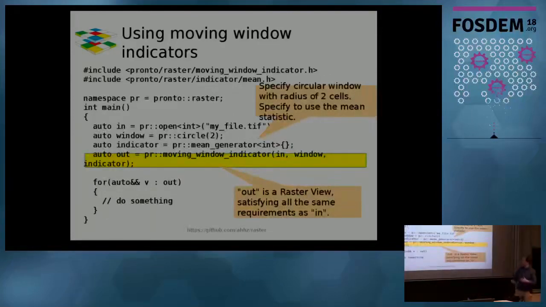And again, this is how it works. You open a map, you specify the window, you specify the indicator that you want to use, and then you just have a function that says, this is my moving window. And all of that is cheap, and it only gets expensive at the point where you're going to iterate over that window. And again, you can do it for a subset of the raster.